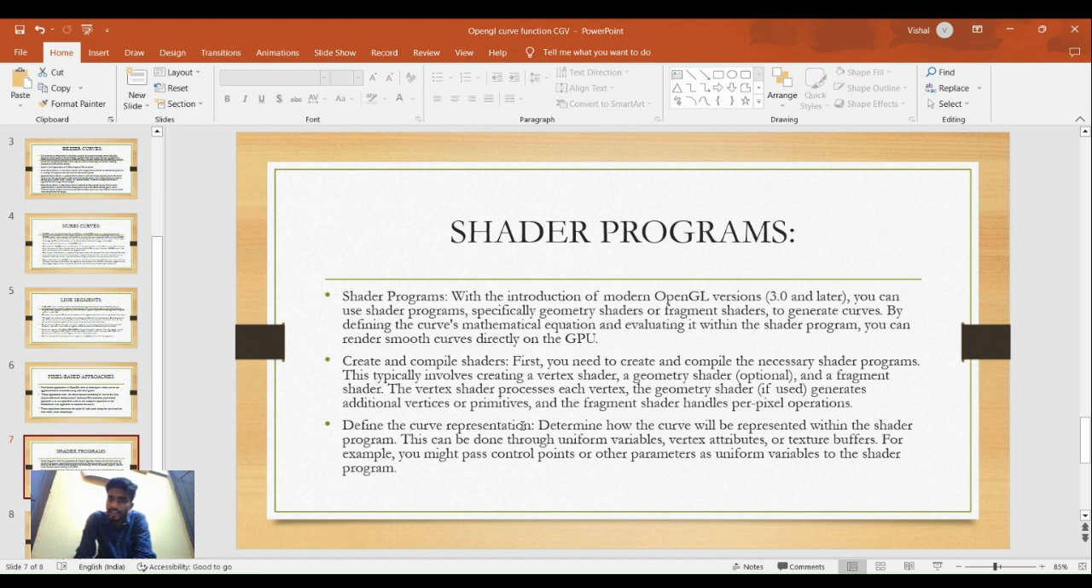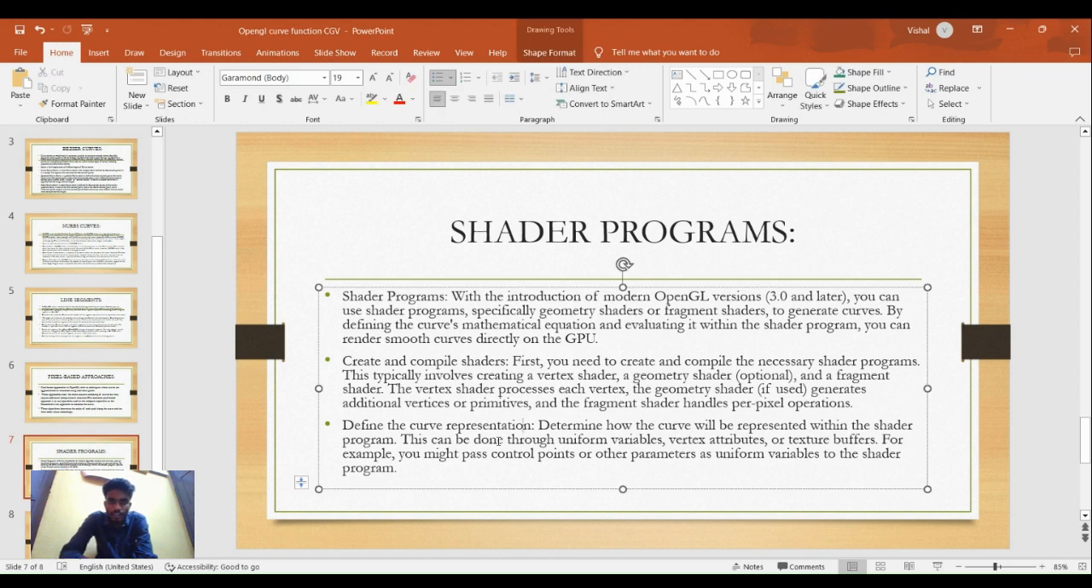First, you need to create and compile the necessary shader programs. This typically involves creating a vertex shader, a geometry shader, and a fragment shader. The vertex shader processes each vertex. The geometry shader generates additional vertices or primitives, and the fragment shader handles per-pixel operations.